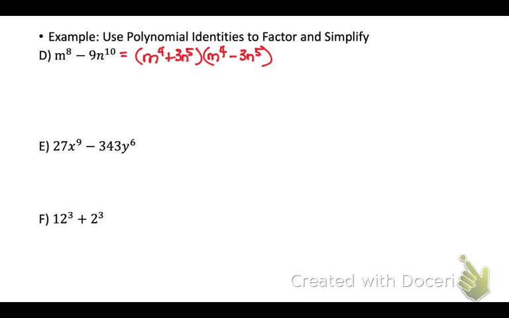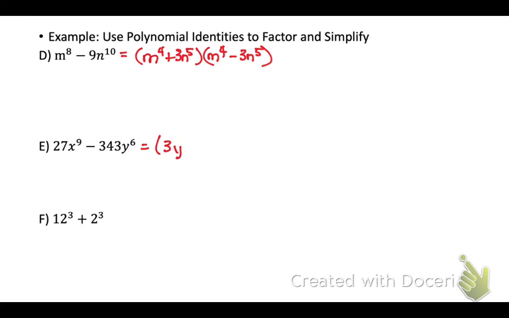27x to the 9th minus 343x to the 6th. Can't you cube root that? We can. It's not perfect squares because you have an exponent of 9, right? But could I divide them by 3 and they'd be perfect cubes? Yes, so it'd be 9x cubed. Nope. What's the cube root of 27, guys? No, 3. Oh, right. So it'd be 3. You said divide by 3 though. No, the exponent.